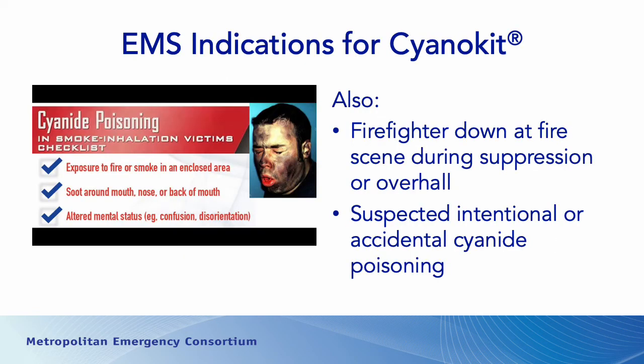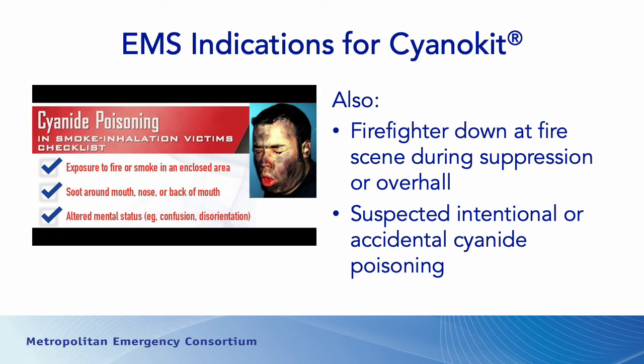So for us, what are our indications for Cyanokit? If you look at our protocol under the toxic exposure page, Cyanokit is indicated for any patient who is a victim of smoke inhalation, who was exposed to smoke or fire in an enclosed area. They have soot around the mouth, nose, or back of the mouth, and they have an altered level of consciousness. So they're confused, they're disoriented, they could be agitated. So if the patient meets all three criteria, they are a candidate for the kit.